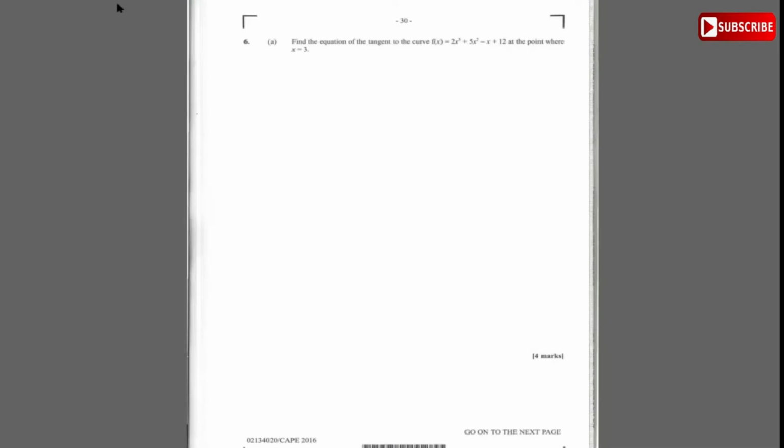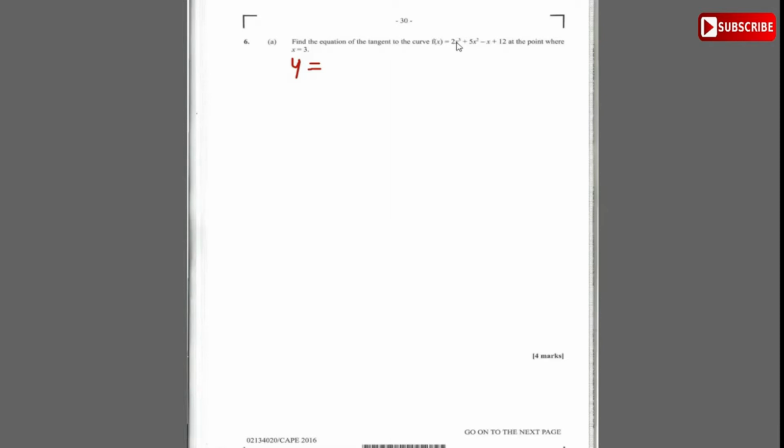Before I find that, I need to find the corresponding y value. So when x is 3, plug in 3 to find the corresponding y value. The y value is 2 times 3 cubed plus 5 times 3 squared minus 3 plus 12. I'm getting 108. Let me check that again.